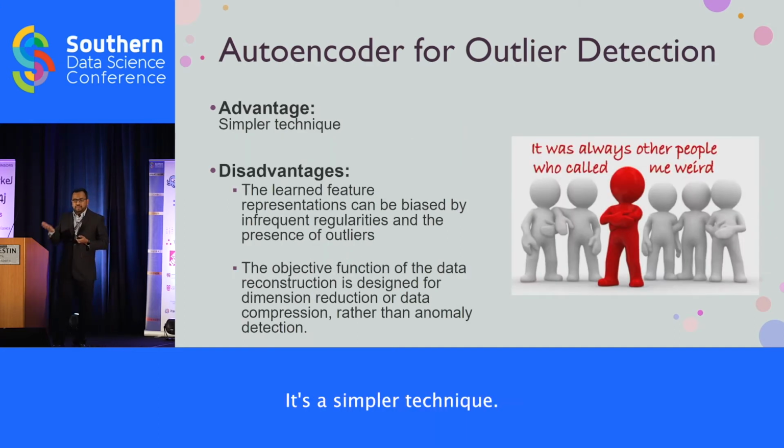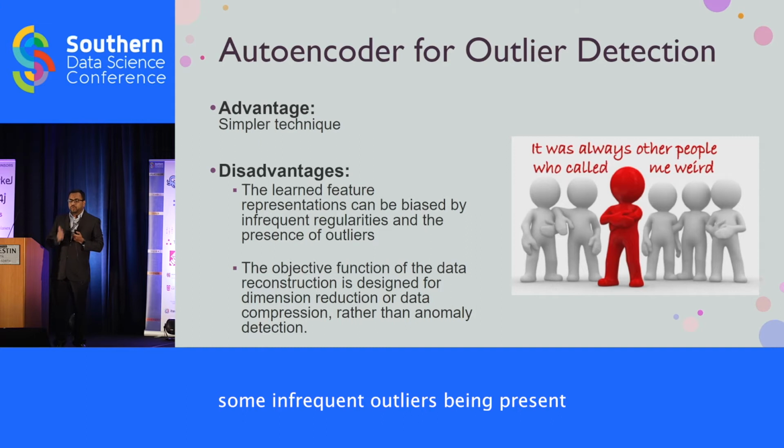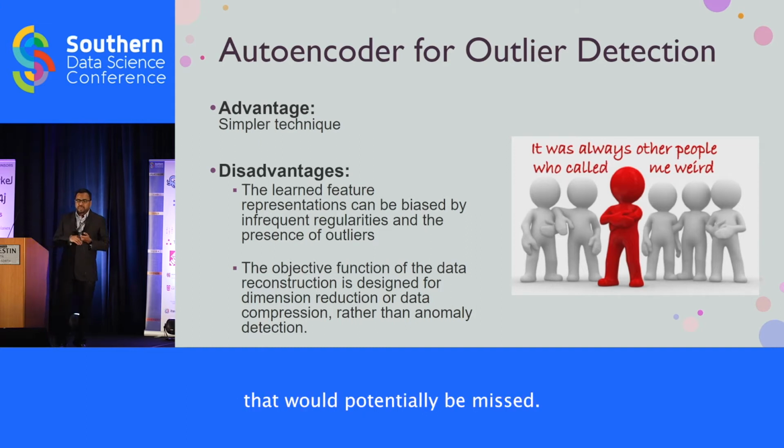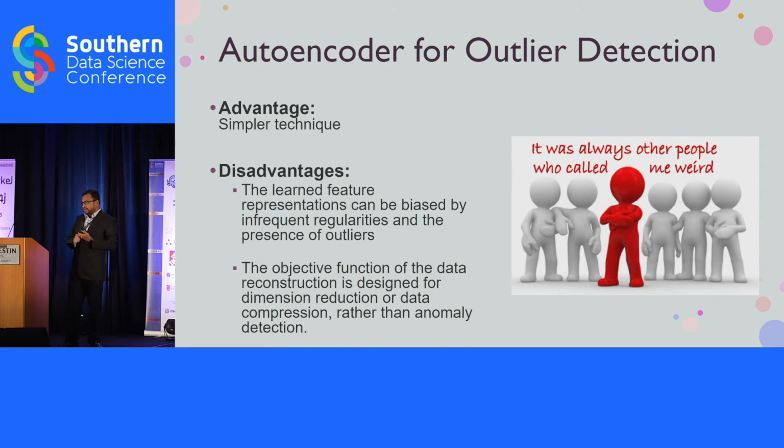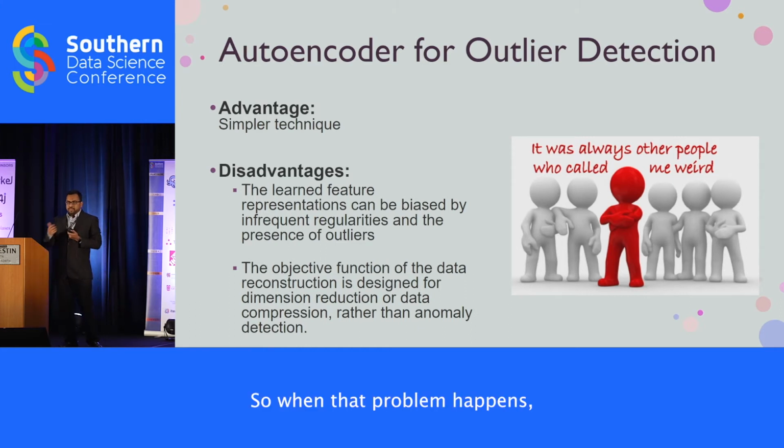Advantages: it's a simpler technique. The disadvantages: if there are some infrequent outliers present in the data, those would potentially be missed. Secondly, we are training an autoencoder for reconstruction purposes, not for the purpose of detecting outliers. So when that happens, it is not optimally suited for detection of outliers.